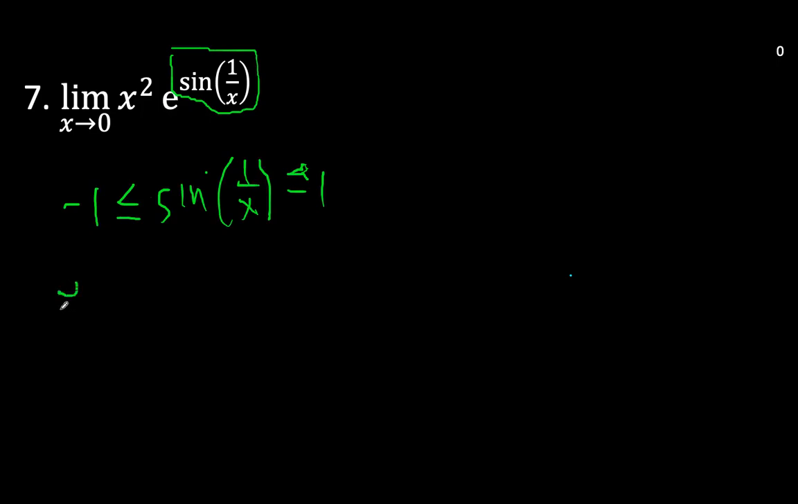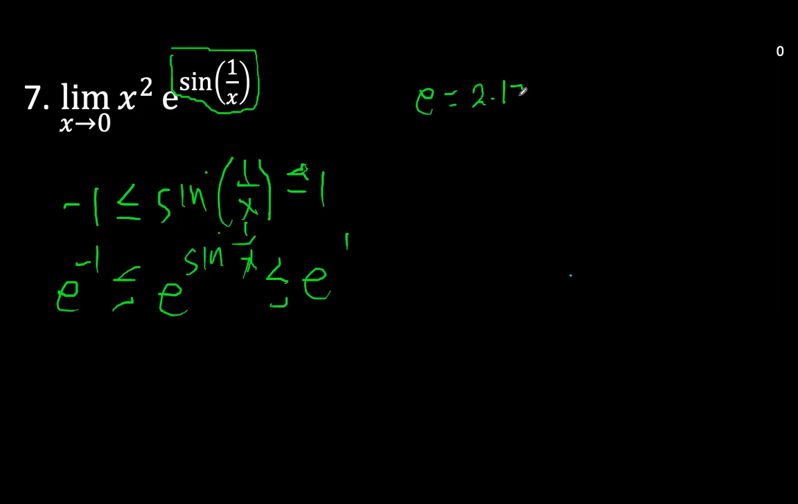So e raised to -1 is less than or equal to e raised to sine of 1 over x, less than or equal to e raised to 1. And the inequality is still preserved. Why? Because, of course, e is a number more than 1, approximately 2.7. Since it's more than 1, e raised to -1 is smaller than e raised to these other terms.